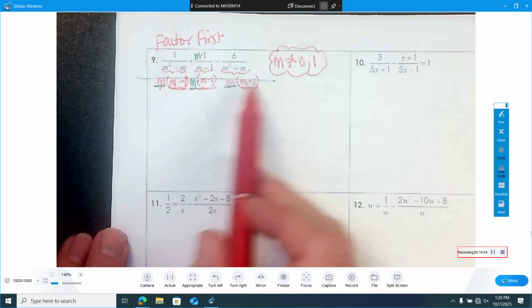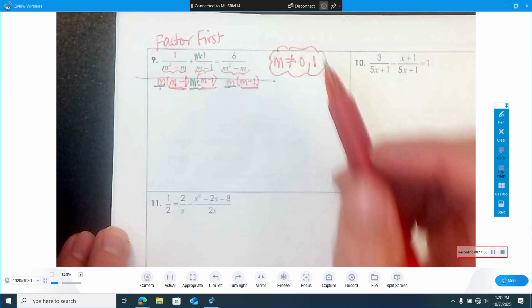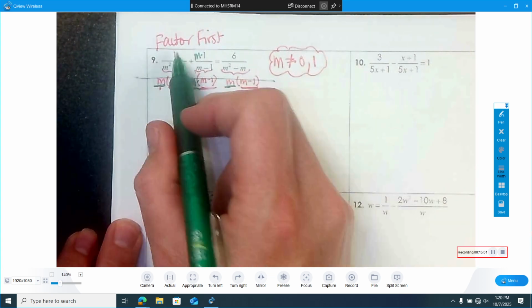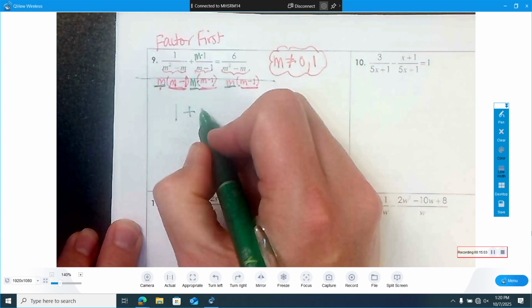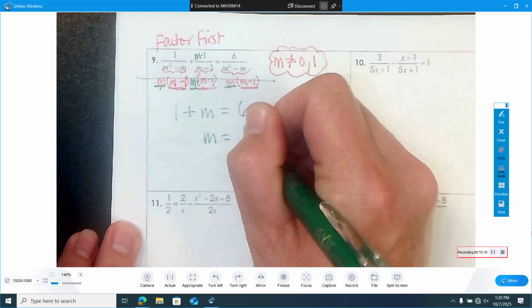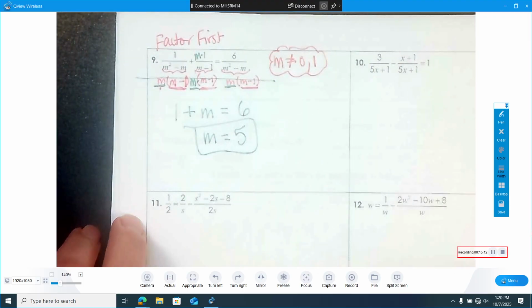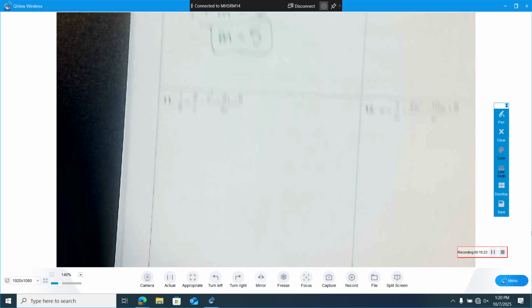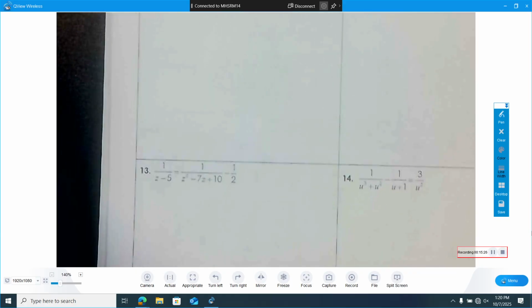All right, so now that our denominators match, now that we know the values m is not allowed to be, I'm just going to write the rest of my equation here. 1 plus m equals 6. That means m is 5. Hey! That was pretty slick, wasn't it? Great. Okay. That was easy. Let's look at 13 and 14, the last two we're going to do.